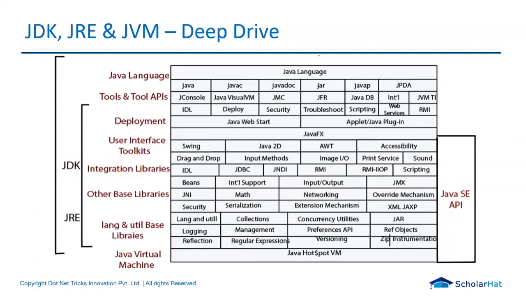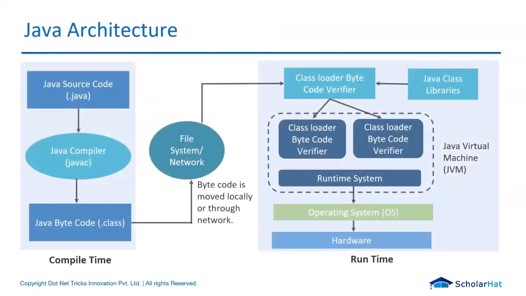JVM provides platform independence by converting the bytecode obtained from any machine into the corresponding machine instructions, but it is created only when we execute the Java program, not for storage purposes. That's how the JDK helps in compiling, and then JRE can run that bytecode on the respective OS. I hope this picture is pretty clear to all of you.